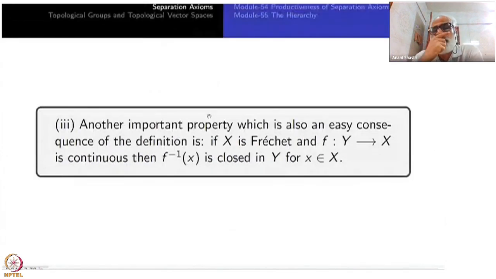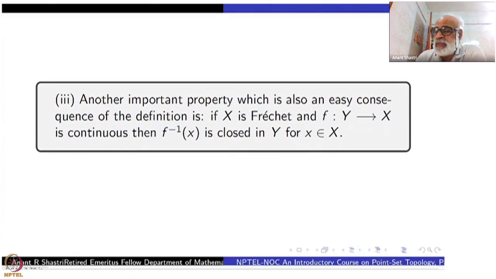Another important property, also an easy consequence of the definition, is the following. If f from Y to X is continuous, remember Y to X, not X to Y, and X is Fréchet here, then the inverse images f inverse of x, those are fibers, are all closed. Why? Because singleton sets in X are closed. So this is a very useful thing.